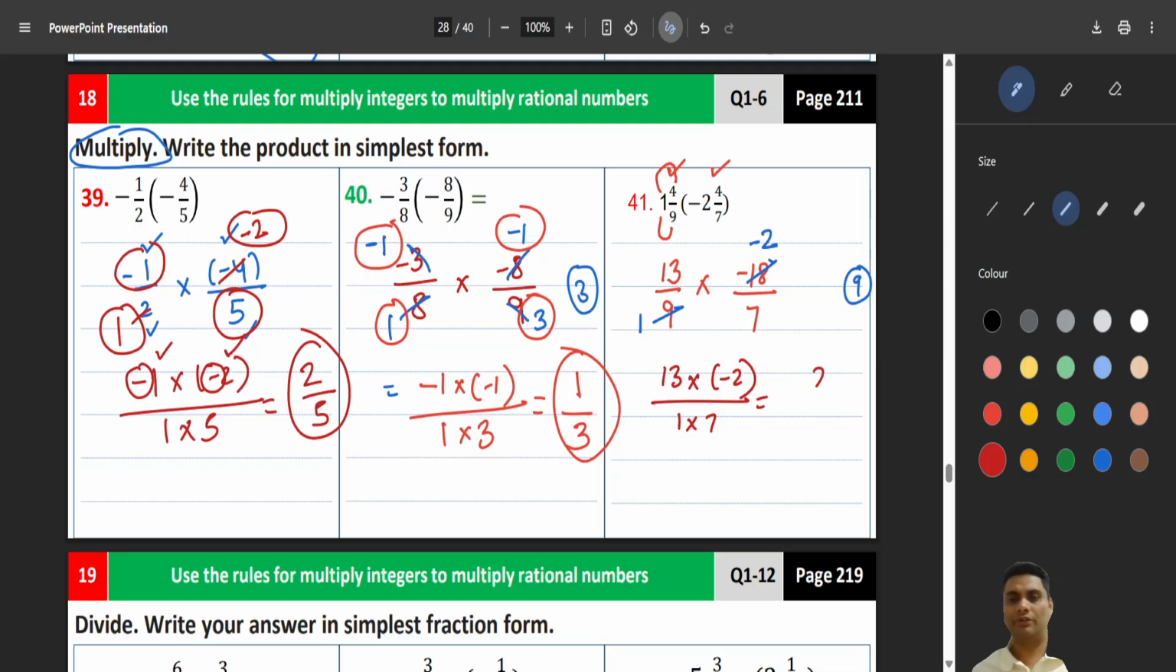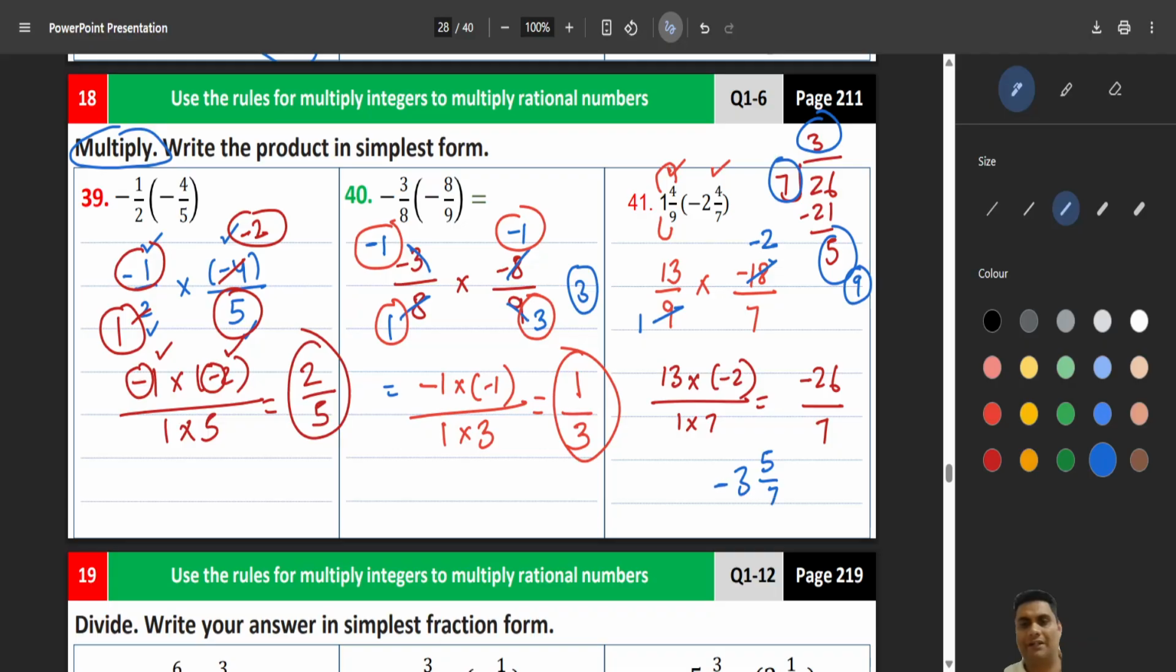13 times 2, 26. Same sign or different sign? Different sign. Different sign yani put minus. 1 times 7, 7. Same sign or different sign? Same sign. Yani it will remain plus. Check the upper number is big again. So do divide. 26. Here 7. 7 times 3, 21. Do minus. Here 5. No number to bring down. So stop. What are the three numbers? 3, 5, 7. So 3, 5, 7 with a minus sign because here I have minus. Okay, so this is the answer. I hope you understood the question. Let's move further.